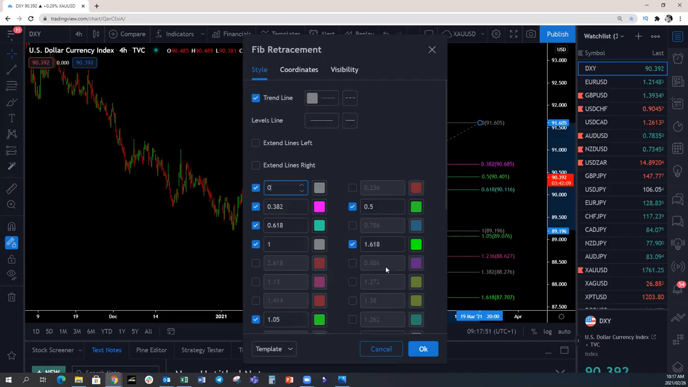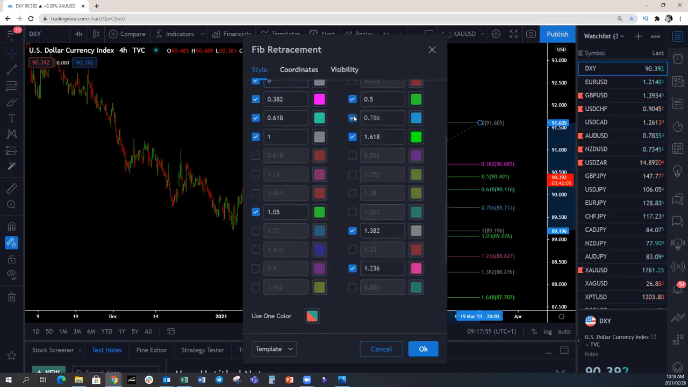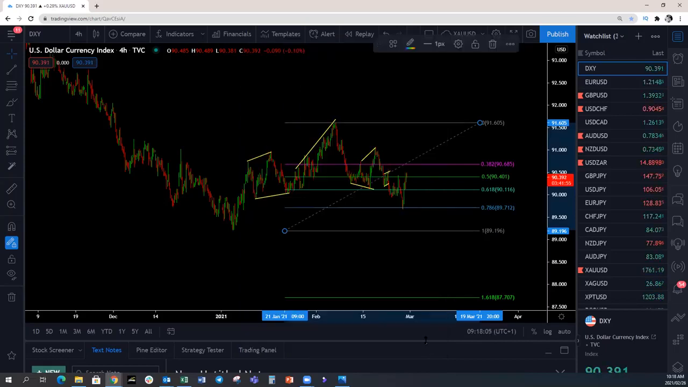So I'm looking for 78.6 just to see where that retraced. Looks like it is exactly at 78.6. We can switch off some of these levels. We don't necessarily want to see all of these. 23.6, that's fine. Right, so this one retraces the 78.6, looking like a Gartley pattern. So we've got that as a Gartley pattern. Can the DXY make a move to around these levels?